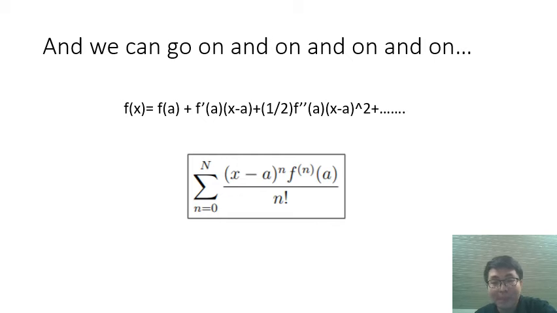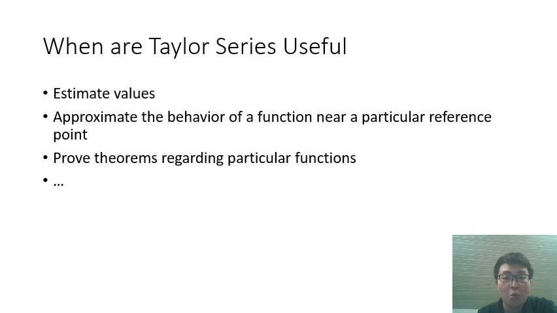So why are we talking about Taylor series? Why is this useful, and how does it relate to Physics 125? Practically speaking, obviously we can use it to estimate function values, and taking a step further, we can approximate the behavior of a function, namely like the slope or the second derivative or whatever derivative regarding a particular reference point, namely the point we are approximating the function around. We can also use it to prove theorems regarding particular functions, and do small angle approximation, small distance approximation. We'll see examples of these coming up.